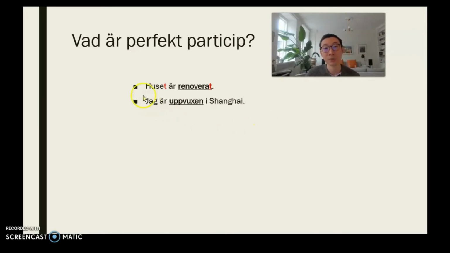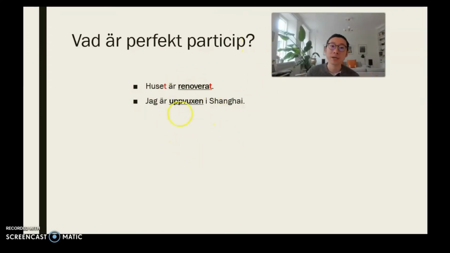So the second example, jag är uppvuxen i Shanghai. I am upgrown in Shanghai. Så uppvuxen, om ni tänker på ordet växa, if you think about the word grow, växa, the perfect form of växa is vuxit, har vuxit. Så vuxen kommer från vuxit, supinum form. So it's also from the perfect form of the verb vuxit. Jag är uppvuxen, I'm upgrown in Shanghai.